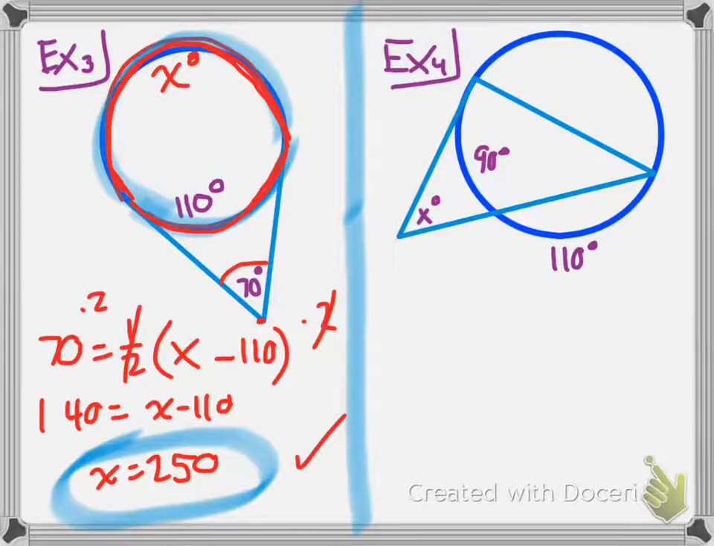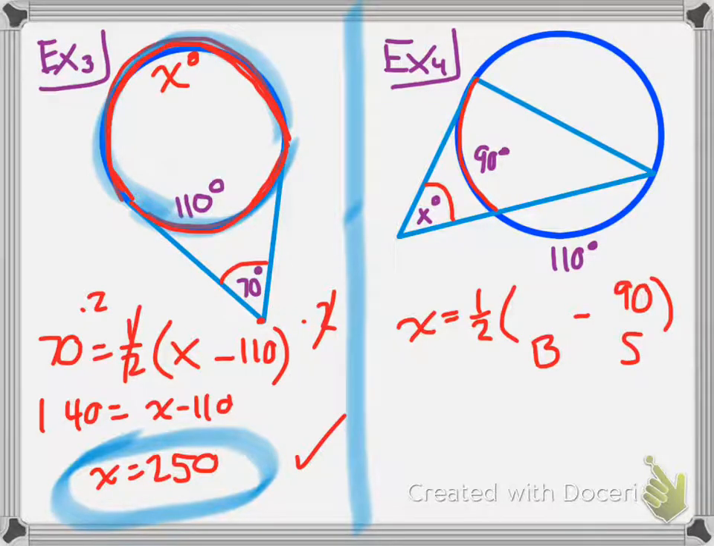Alright, next problem's a little bit trickier. Excuse me, not too bad. If we know that this arc here is 90 degrees, and we're trying to solve for this angle here, angle x. Well, again, we know that x is half the difference of the big arc, but do we know what the big arc is? We don't. This is the big one minus the small one, right? Well, the small one is 90, because that's the one it intercepts, but we don't know what the big one is. So we have to use logic, same logic that we used in this part here, right?